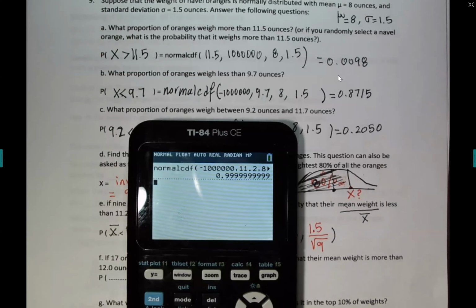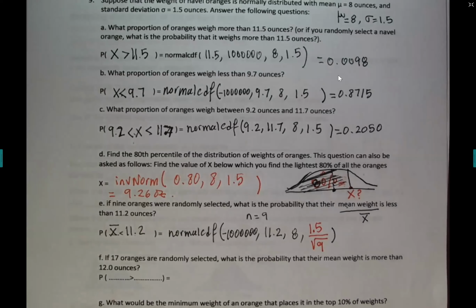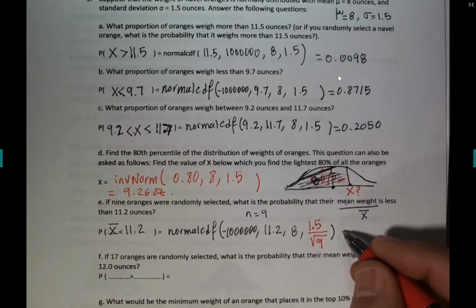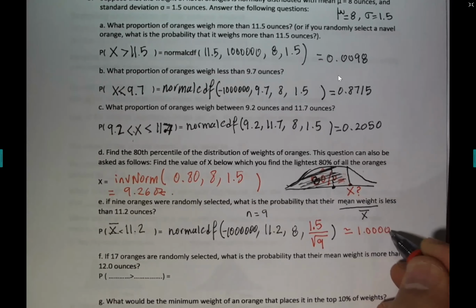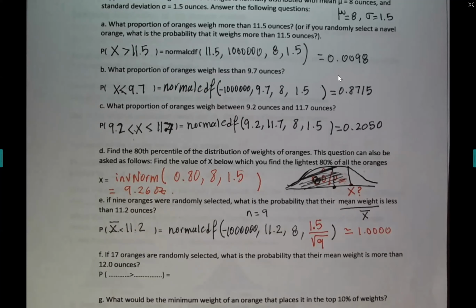Okay, 0.9999, almost 100%. If you round it, it's going to be 1. So you can guarantee, guys, if you pick any sample of size 9, the chance that you're going to get an orange that has a weight of 11.2 ounces, 100%, almost 100%. Okay.